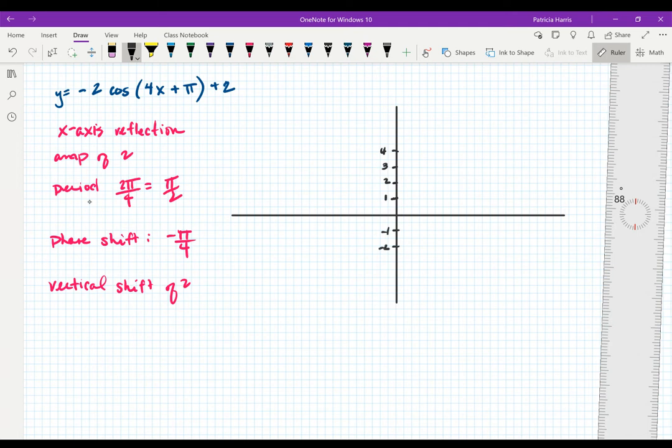All right. And then my period is pi over 2. Okay, so dividing that by 4, I get pi over 8. Then 2 pi over 8, which is pi over 4. And then this guy is 3 pi over 8.